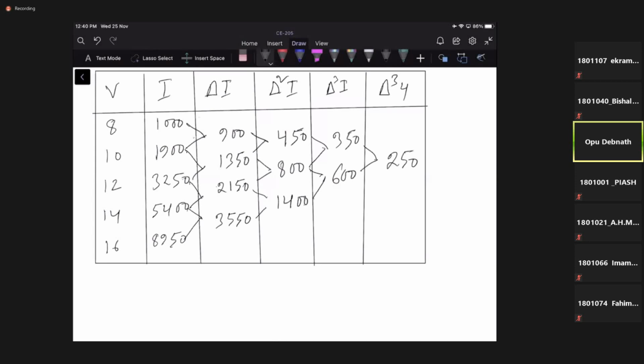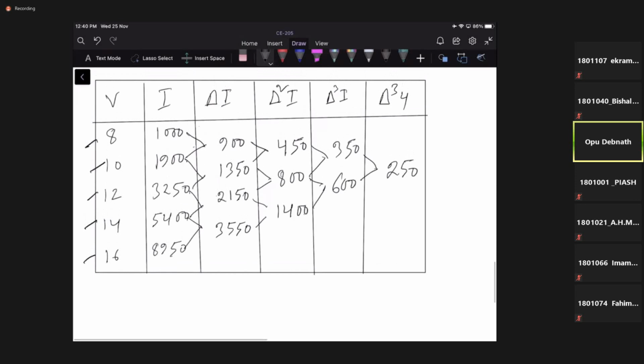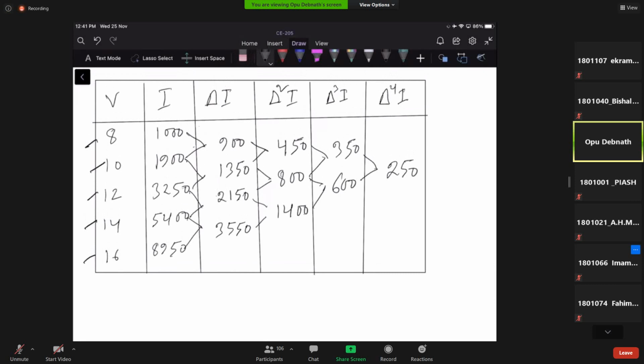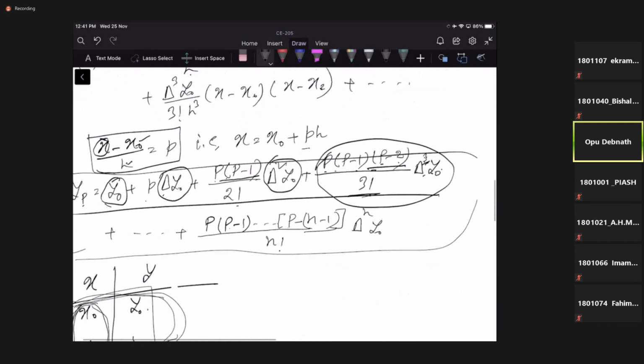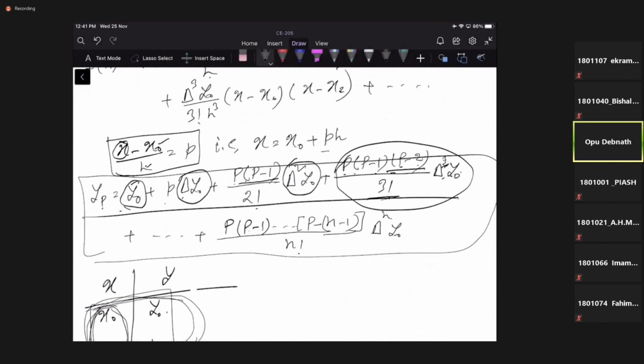Look at this, here you have five data points, so you need to go up to the fourth forward difference, del fourth I. I made a mistake, this is not y, this should be I. And here, look at this equation. You need the initial value y0, that means the initial value.